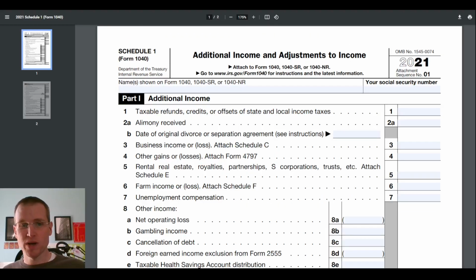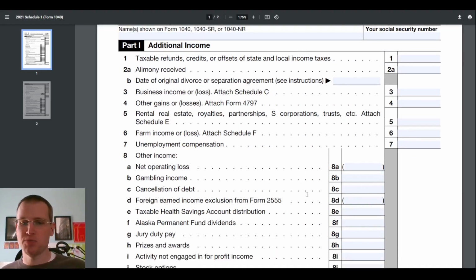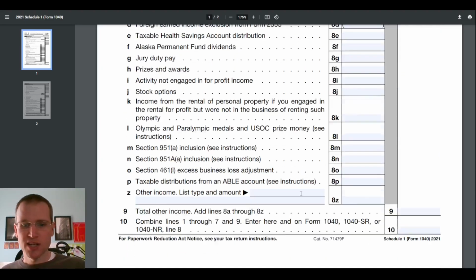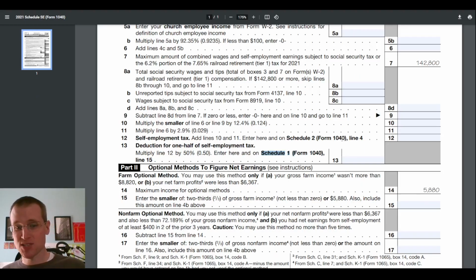Well, what is Schedule 1? Additional income and adjustments to income. You can see all the different things that the government wants to put their hand out to get a cut of. Somewhere down here, there will be a reference to Schedule SE, and it always says attach. So it does mean you really need to fill out the form and attach it with your taxes.